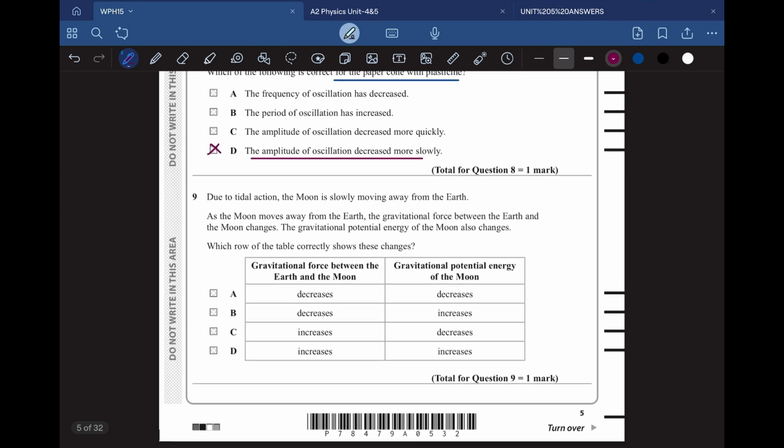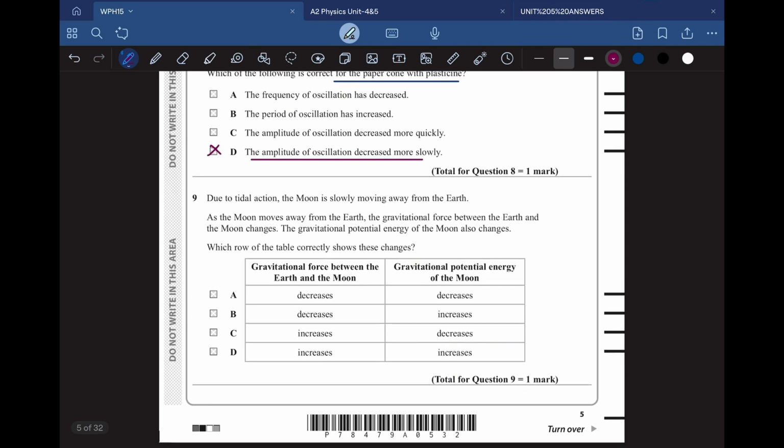Okay, now moving on to question number 9. It says due to tidal action the moon is slowly moving away from the earth. As the moon moves away from the earth, the gravitational force between the earth and the moon changes, and the gravitational potential energy of the moon also changes. According to the gravitational force formula, GMm by r squared, if something is moving away from the earth, its radius is increasing, so the force will decrease, right? The greater you move away from the other one, the more your force decreases. So our answer will be either A or B, right?